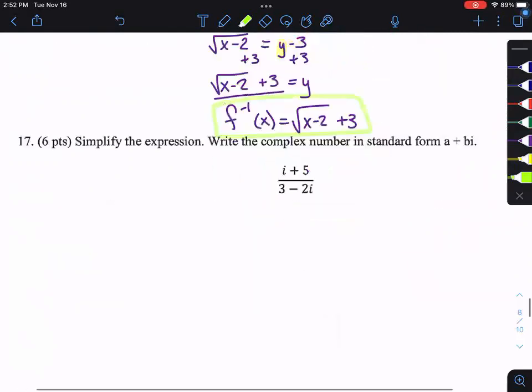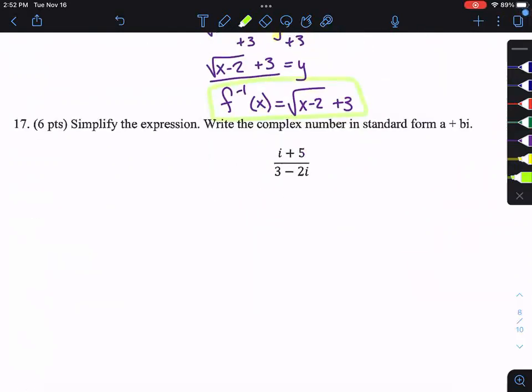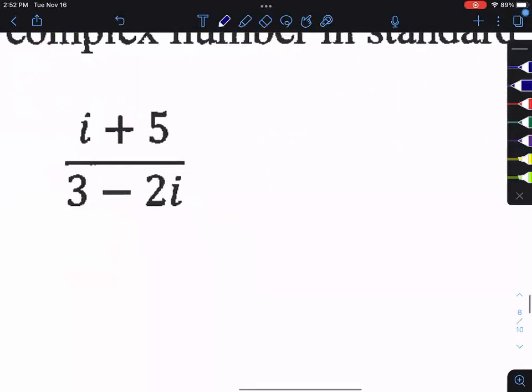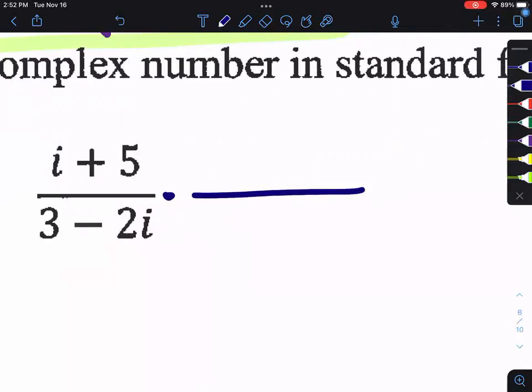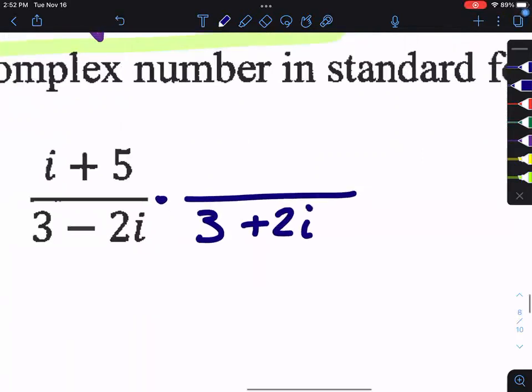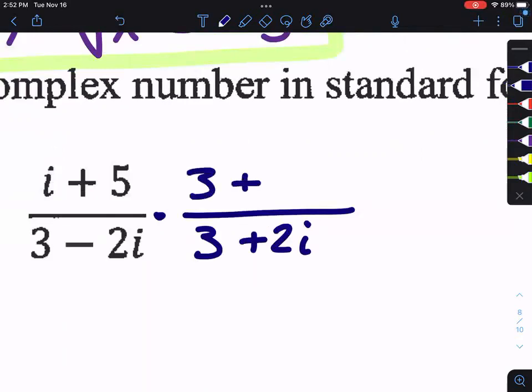Question 17, we're going to simplify the expression. We want to make sure to write our answer in complex form, or complex number standard form. It's got to be written in a plus bi form. So for these, we want to start off by multiplying by the conjugate. The conjugate means we're going to look at the denominator and change the sign in the middle. We multiply the bottom by the conjugate, and we multiply the top by the conjugate.